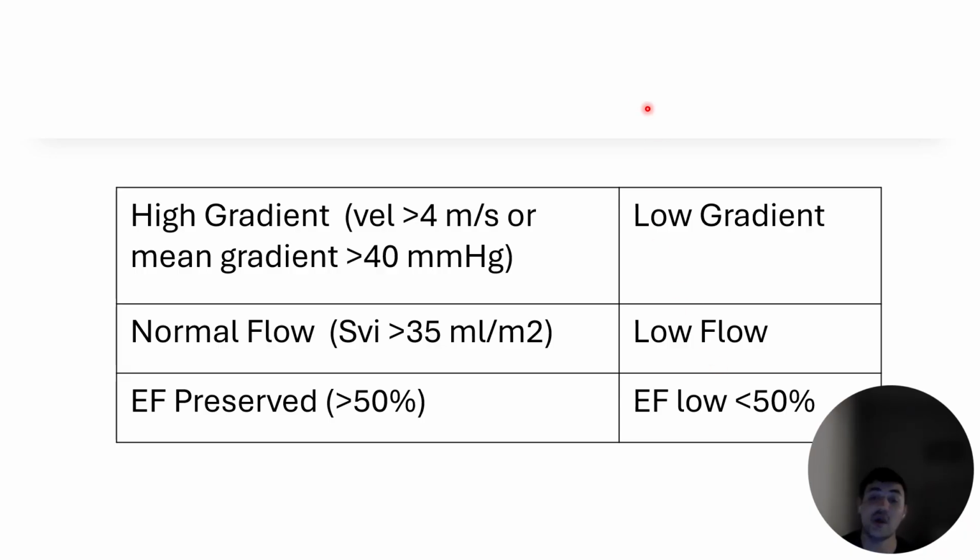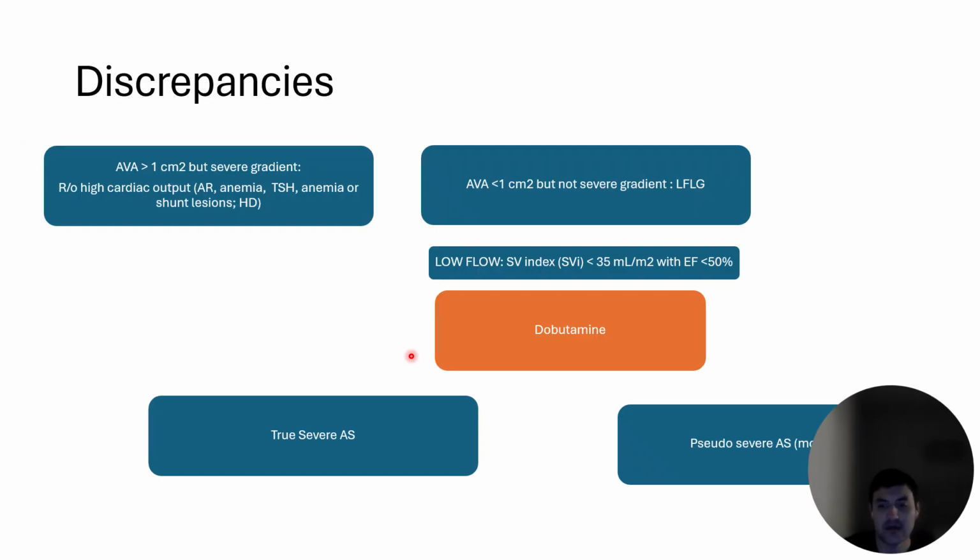Why is it important? Because we're going to have a combination of those to classify aortic stenosis. Remember, high gradient is more than 4, more than 40. Low gradient is less than that. Normal flow, more than 35. Low flow, less than this. Ejection fraction preserved is more than 50%. Ejection fraction low is less than 50%. Why is that important? We will see in the next slide.